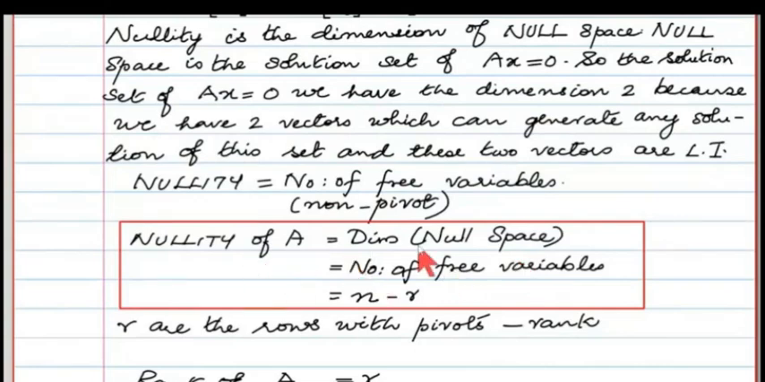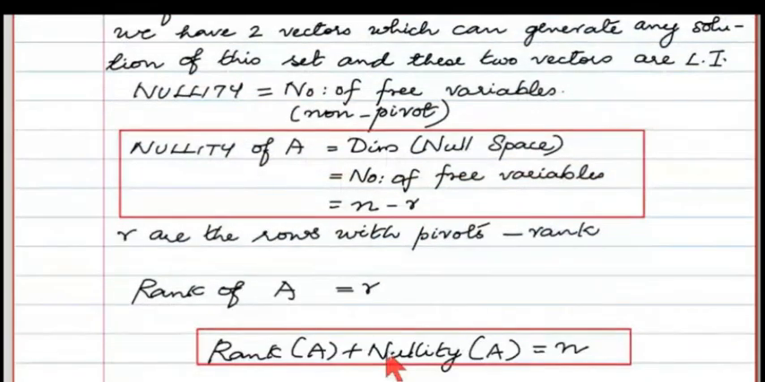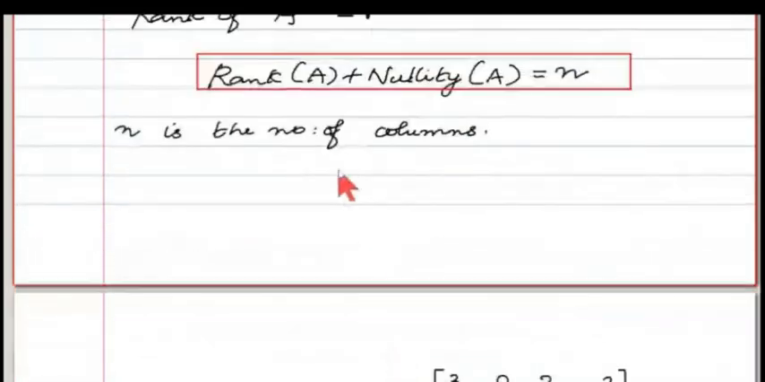Nullity can be defined as the dimension of the null space, or otherwise as the number of free variables. The number of free variables can be found by n minus r, where r is the number of rows with pivots. Rows with pivots is known as rank, so the rank of A is denoted as r. So the rank-nullity theorem states that rank of A plus nullity of A equals n, where n is the number of columns.